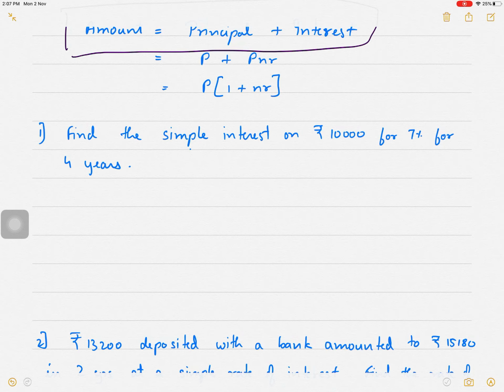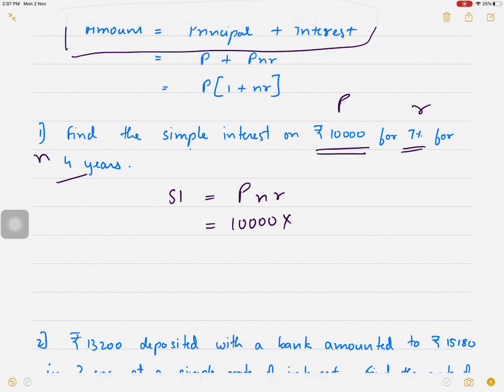Find the simple interest on 10,000. That means 10,000 is my principal. Rate of interest is 7%, so this is my R, for 4 years. That means this is the period, which is N. So therefore, simple interest is equal to P into N into R.